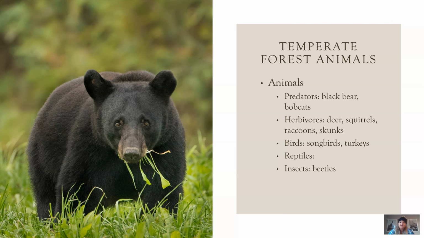As far as animals, predators we see are black bears and bobcats. The herbivores we see are deer, squirrels, raccoons, and skunks. As far as birds, we see songbirds and turkeys. Reptiles, almost none. And insects, we see beetles.